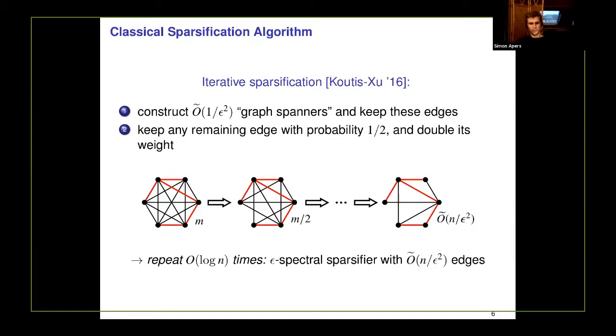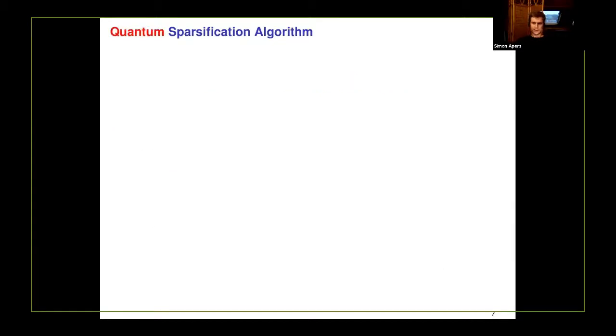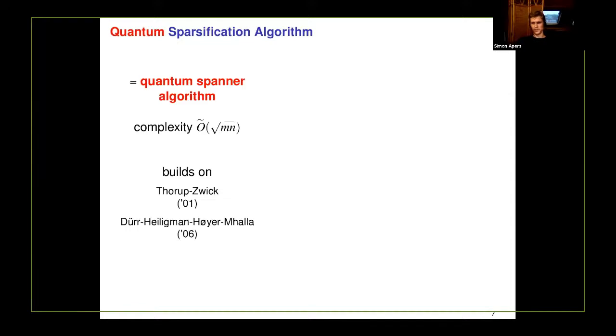And so what did we do? In our quantum sparsification algorithm, the first thing, and this is the workhorse of the quantum algorithm, is we constructed a quantum algorithm which speeds up the spanner construction, right? So recall that these spanners are combinatorial subgraphs, and you can use them to identify, in some sense, the important edges of a graph.